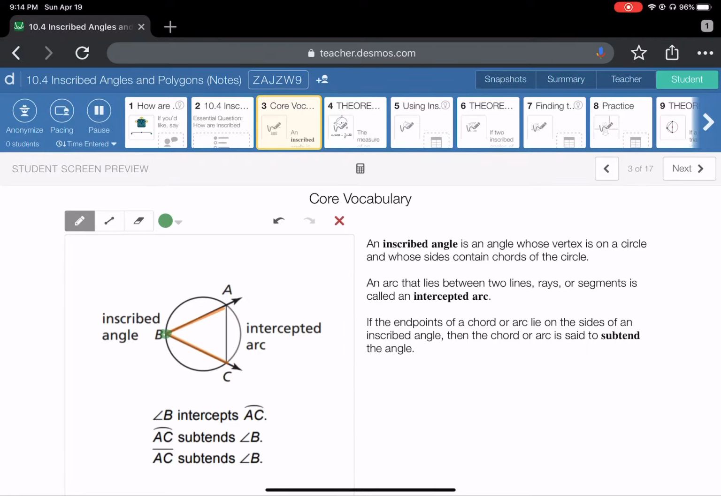Recall in the previous section, we had something called a central angle, which is an angle whose vertex is located at the center of the circle. But in this case, we have an angle whose vertex is on the circle. So this is called an inscribed angle.